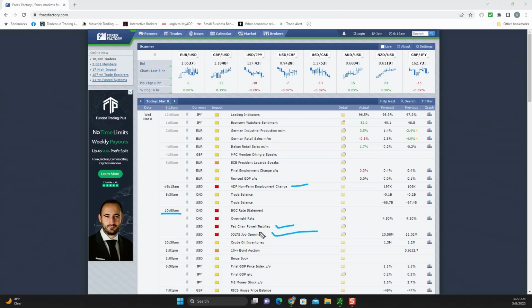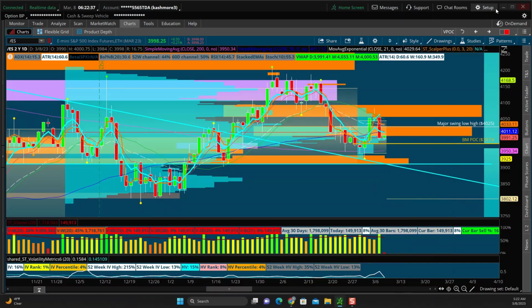So this alone, with Powell talking, creates volatility, so just be aware of that and trade accordingly. Volatility today, be mindful of it, and look to see what you want to do with it.